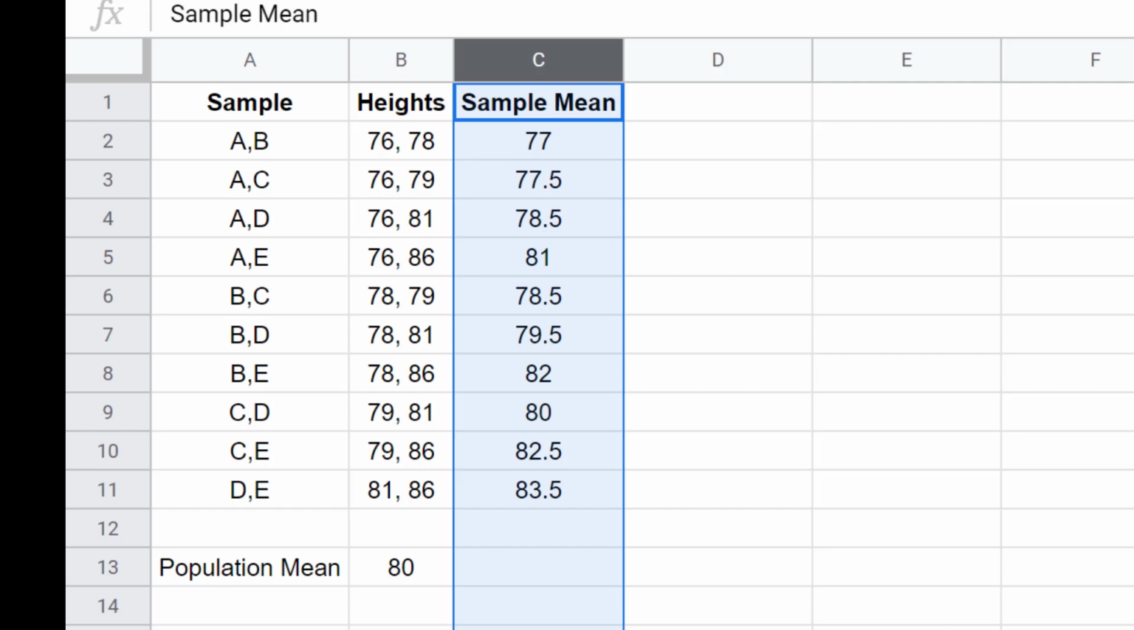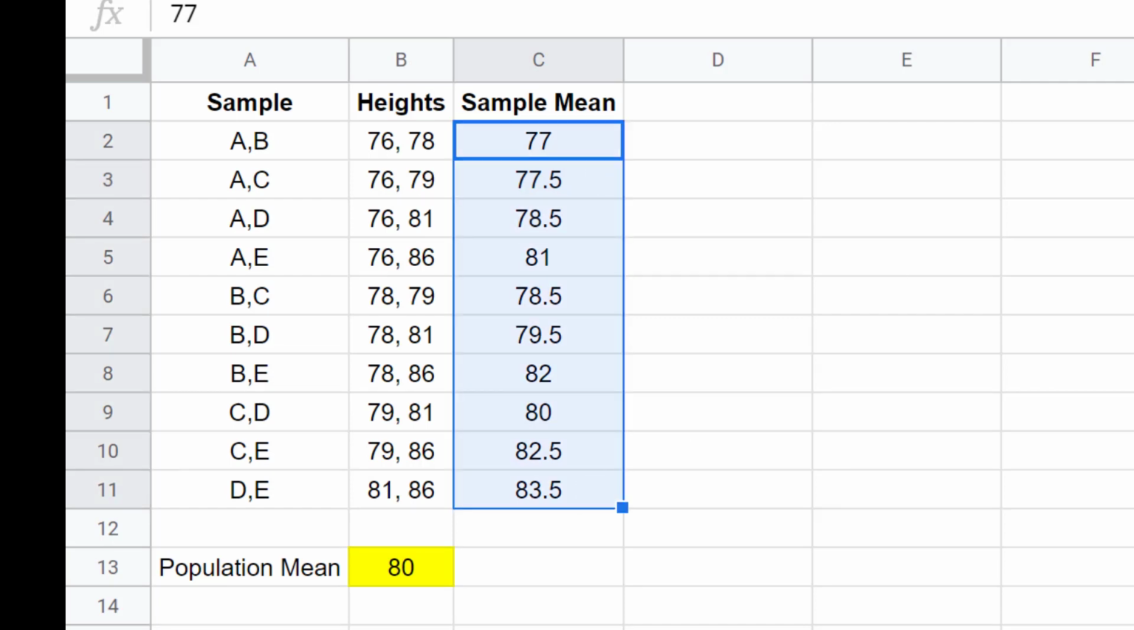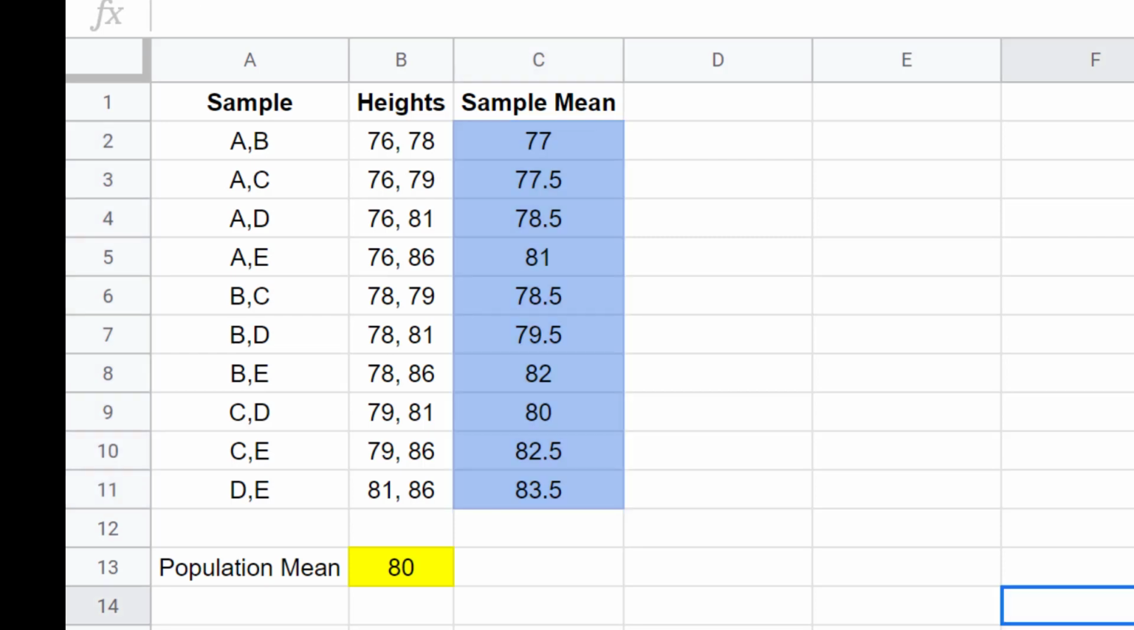The population mean, if we took all 5 players, added them together, and divided by 5, we would get a population mean height of 80 inches. So the exact mean of the entire population is 80 inches. But you can see from the column of sample means that different samples yield different results.